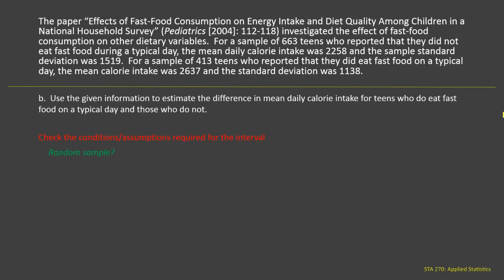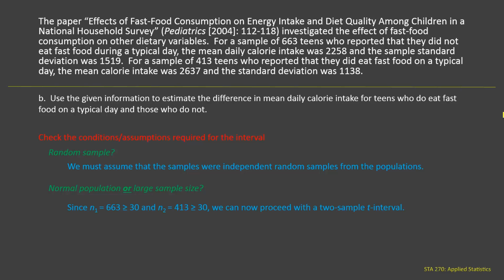So first of all, do we have a random sample? We stated in Part A that we must assume that the samples were independent random samples from the populations because it wasn't specifically given. The next condition that must be met for a two-sample t-interval is either normal populations or large sample sizes. We mentioned before that we have two large sample sizes. The first one was 663, the second one was 413. Both of those are greater than or equal to 30, so we can now proceed with a two-sample t-interval.